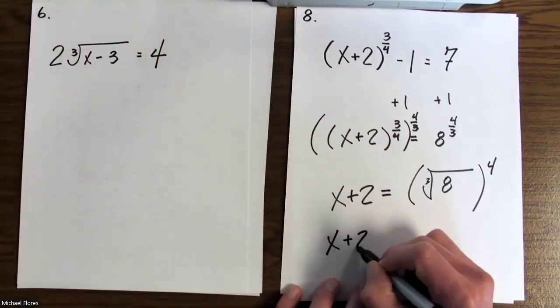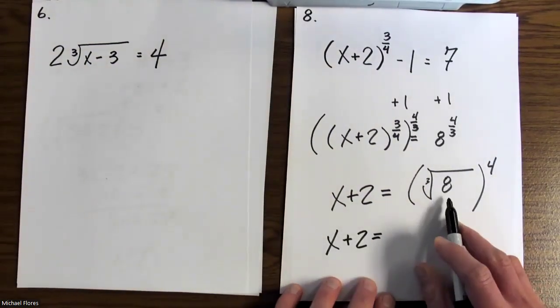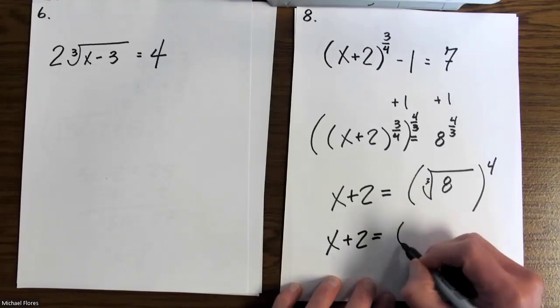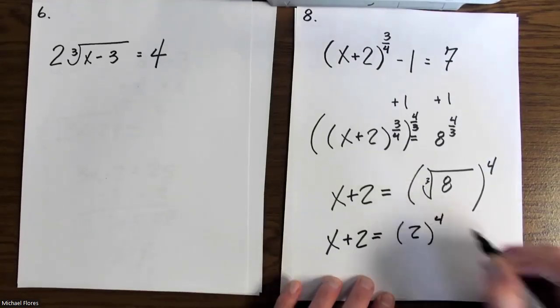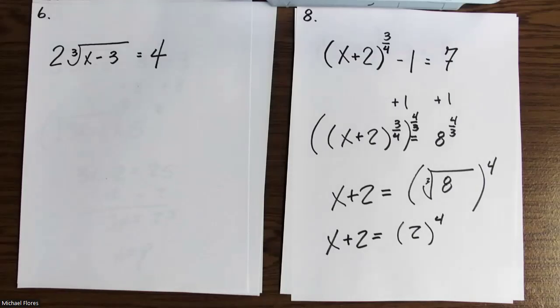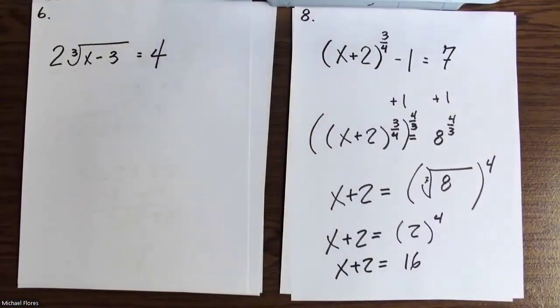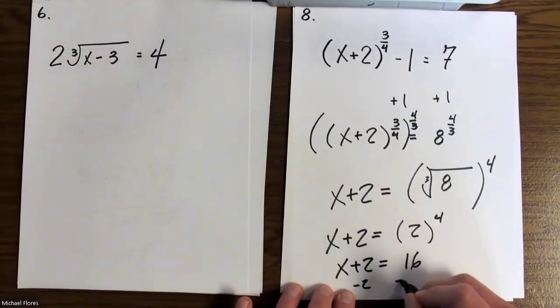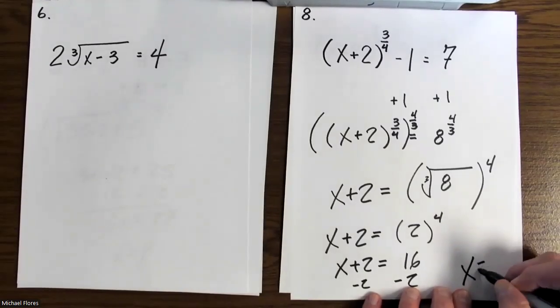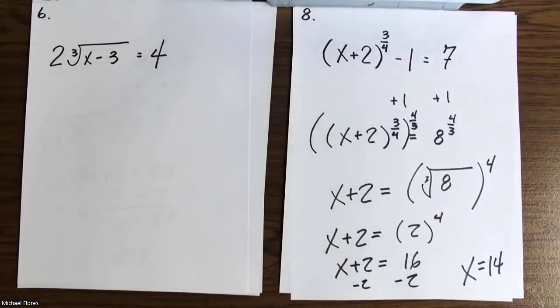So x plus 2 equals, well, the cube root of 8 is 2. 2 to the 4th power is 16. Subtract over 2. We now have our final answer. X equals 14.